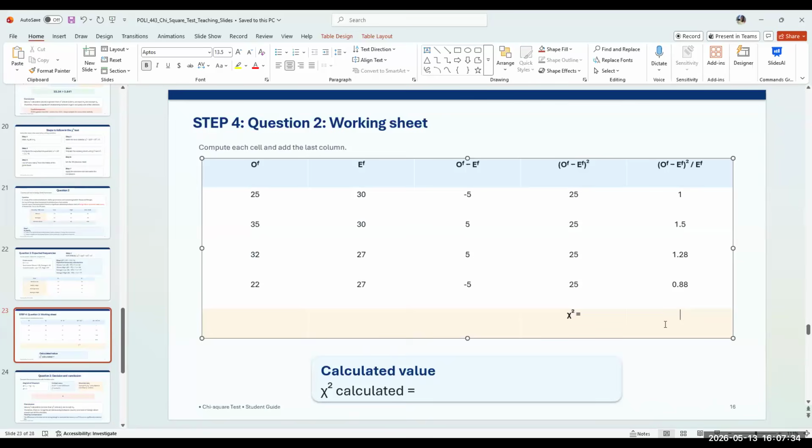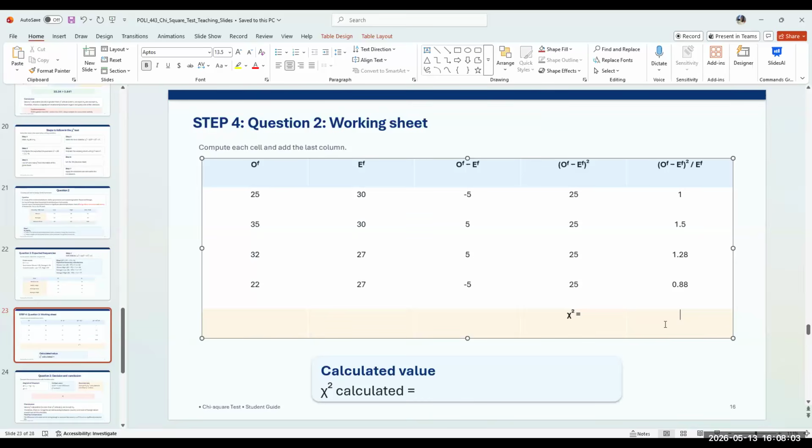Wait, Mr. Gosway, I want to understand your thought process. How did you come up with the answers, for example the 1.5? Okay, so the (OF minus EF) squared is there, and you divide it by the EF, which is the expected frequency. Good, that is how I came about it.